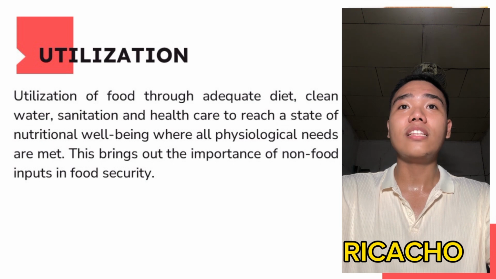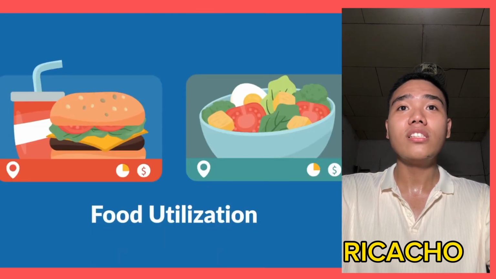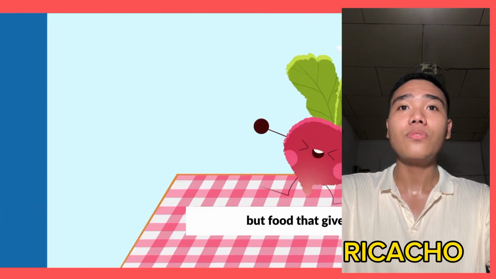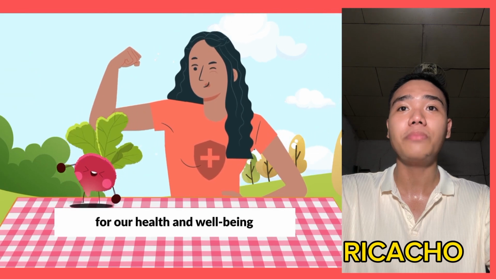So next, we have utilization. Utilization of food through adequate diet, clean water, sanitation, and healthcare to reach a state of nutritional well-being, where all physiological needs are met. This brings out the importance of non-food inputs in food security. So in other words, food utilization ensures that we don't just have any food, but food that gives us all the nutrients we need for our health and well-being.